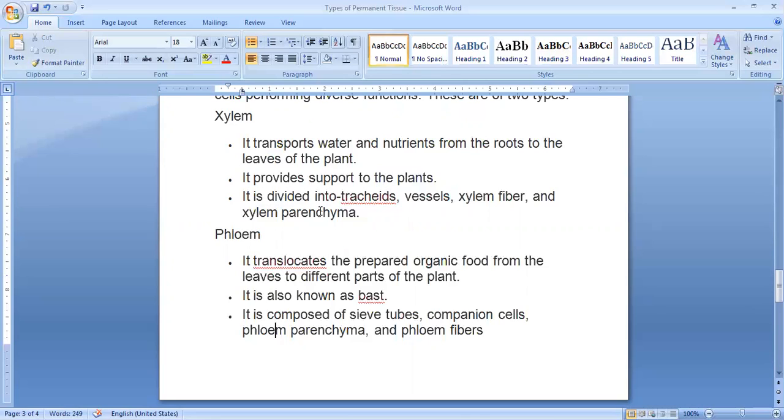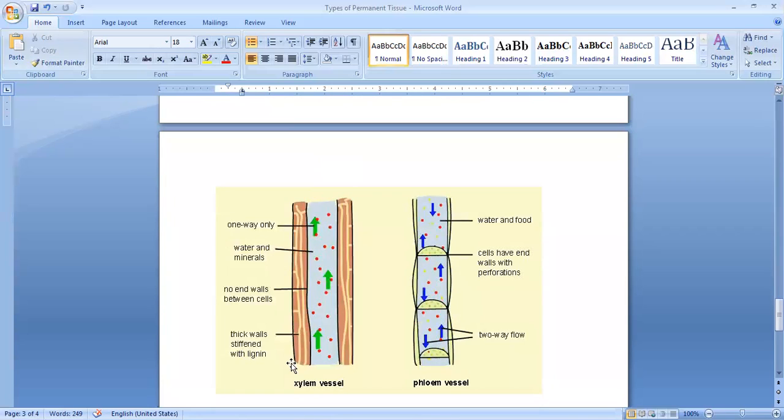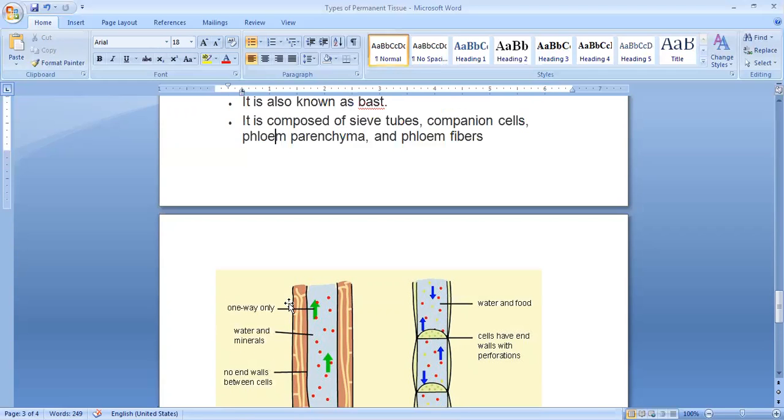It is made up of 4 different types of cells, and the names of these cells are tracheids, vessels, xylem fiber, and xylem parenchyma. So xylem is made up of 4 different types of cells, and these are tracheids, vessels, xylem fibers, and xylem parenchyma. So xylem helps in the transportation of water from root. They transport the water to all the different parts of plant.